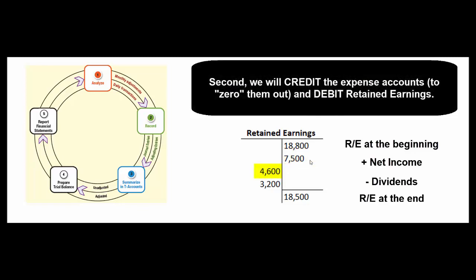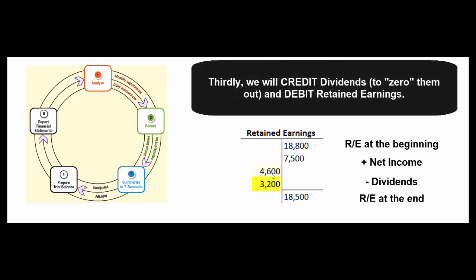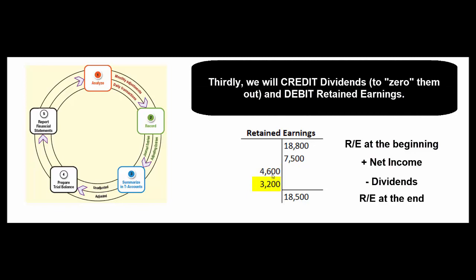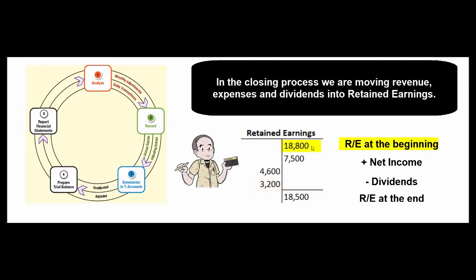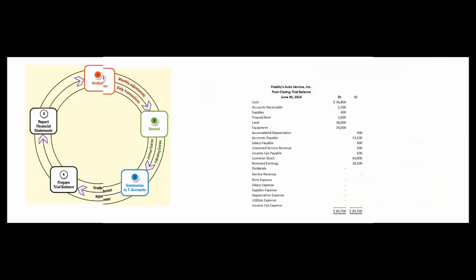We're going to credit all the expense accounts. They all had debit balances because expenses are debits. So we will credit them for their balances and debit retained earnings. And then we will do the same thing with the dividend account. It had a debit balance, so we'll credit it and then debit retained earnings. So retained earnings at the beginning plus net income minus dividends gives us retained earnings at the end. And that's the closing process.